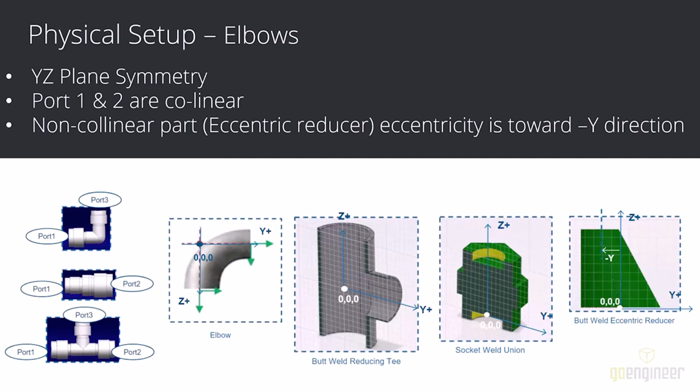And then you'll see a T has a port 1 and port 2, which are straight across, and then port 3 is up 90 degrees from those. I've got a couple examples: an elbow, a butt weld reducing T, a socket weld union, and then a butt weld eccentric reducer. The only tricky thing on the eccentric reducers is you need to make sure that the eccentricity is towards the negative Y direction off of your origin.